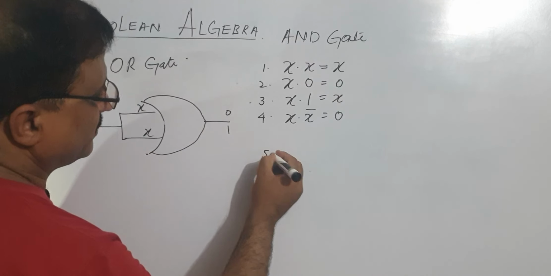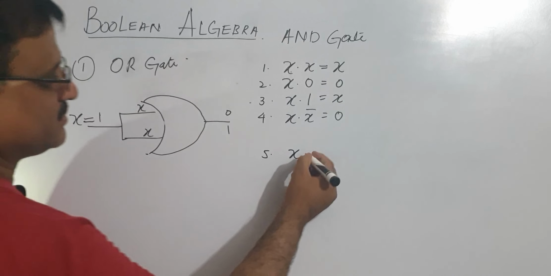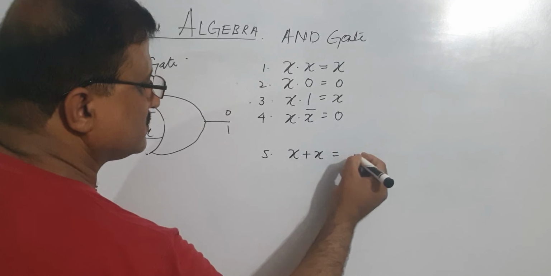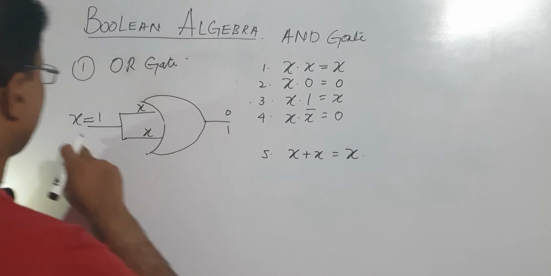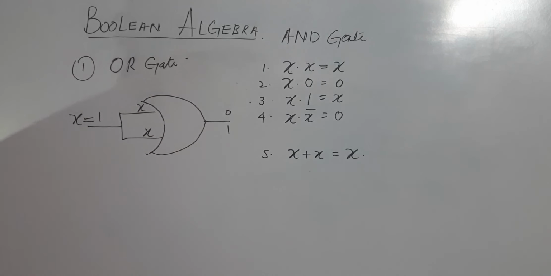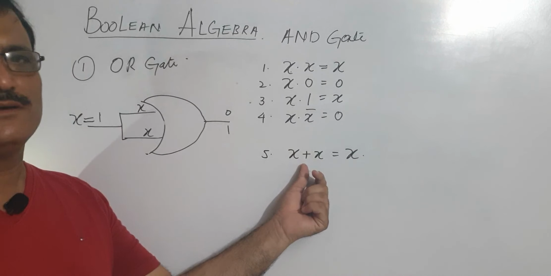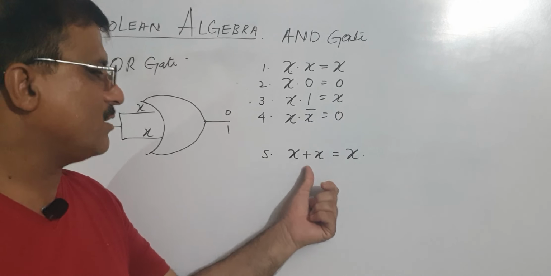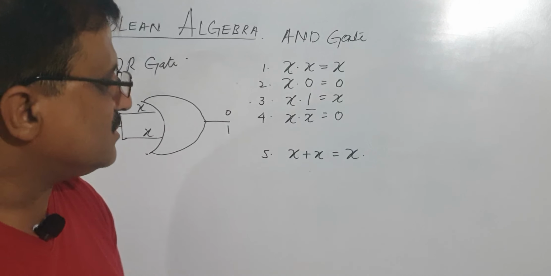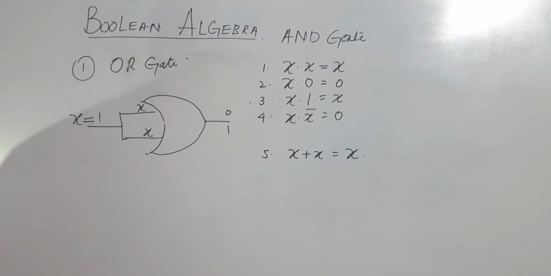So now we may have the fifth Boolean identity, in which we have x, and you know that the OR operation is represented by the plus sign. x plus x is always equal to x. If x is equal to 0, output is 0. If x is equal to 1, output is 1. So output follows the value of x. Here the plus means OR, x or x is equal to x. So this is the Boolean identity we have in case of the OR gate.